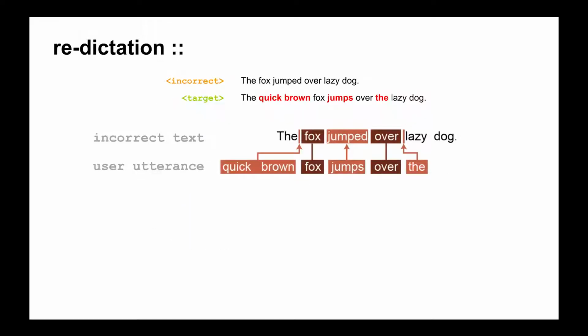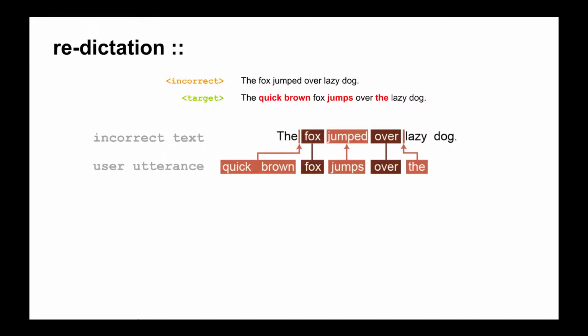With re-dictation, to correct the same incorrect text that we saw in the previous example, users simply re-dictated an erroneous part with the intended correction. As to how many words the user would say to make a correction completely depends on the user. For example, the user might say, quick brown fox jumps over the, or quick brown fox, or fox jumps over, or simply quick brown with the intention of inserting it before fox in the incorrect sentence.